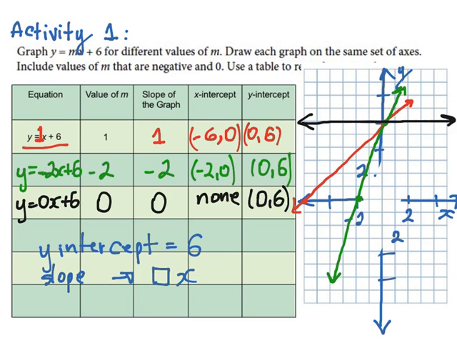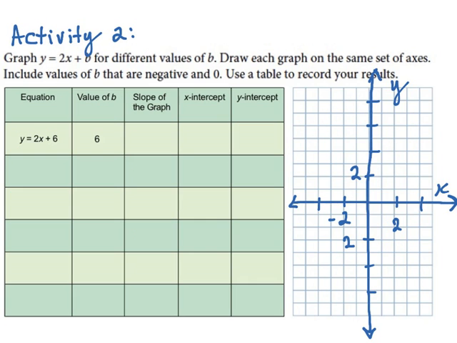Let's take a look at a different activity. In this activity, we have y equals 2x plus b, and we're going to be changing or differentiating values for b. We're going to draw each graph in the same set of axes, and we're going to include the values of b that are negative and 0. We're going to use the table to record our results.